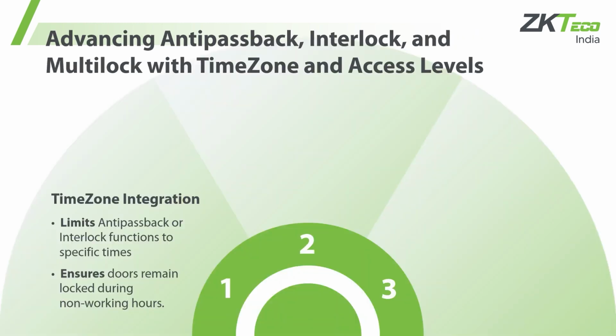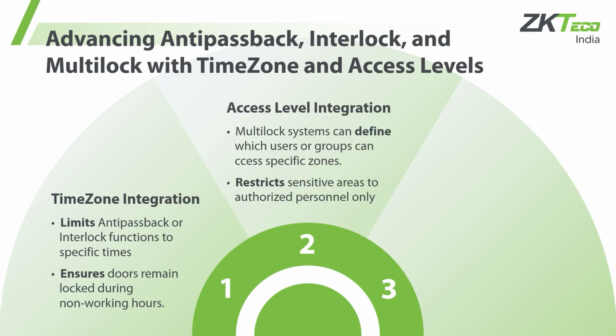On this page, we are going to talk about how to use time zones and access rights levels to improve anti-passback, interlock, and multi-lock functions. The first is time zone integration. Limit anti-passback, anti-tailgating, or interlocking functions to specific periods of time, for example, during business hours. Ensure that the door remains locked during non-working hours. The second is access level integration. The multi-lock system defines which users or user groups can enter specific areas. Only authorized personnel are allowed to enter sensitive areas.